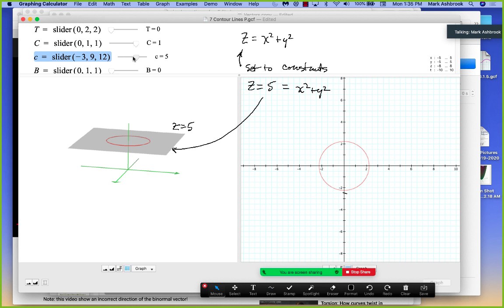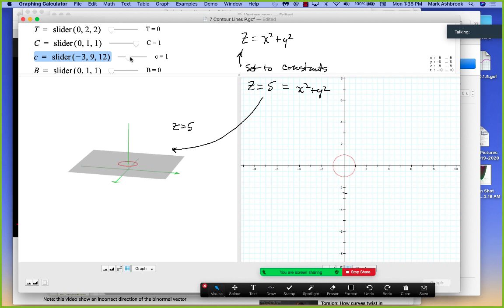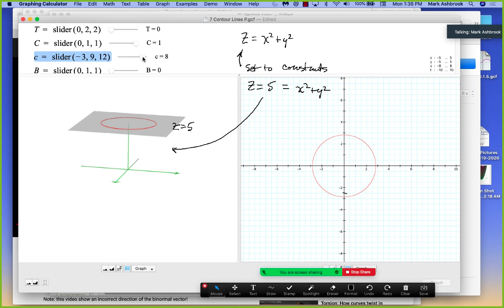So here's z equals 3, 2, there's 1. There's 3, 4, 5, 6. There's 8, so there's z equals 8 and the respective circle. So we're going to plot all those at the same time.